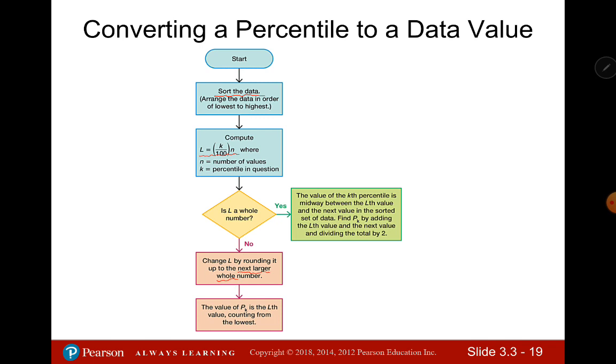Okay, then that value is just the value we need. You can check it carefully. We have different situations. I will show you an example to help you understand. Okay.